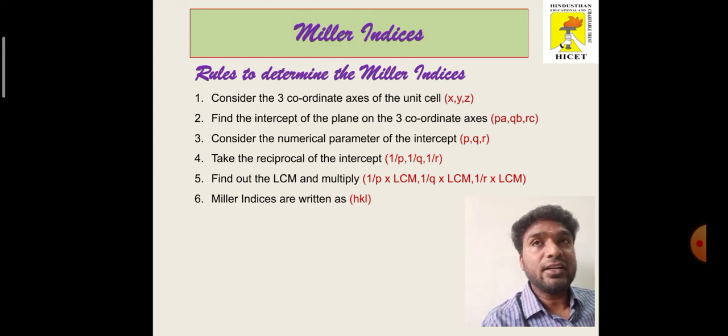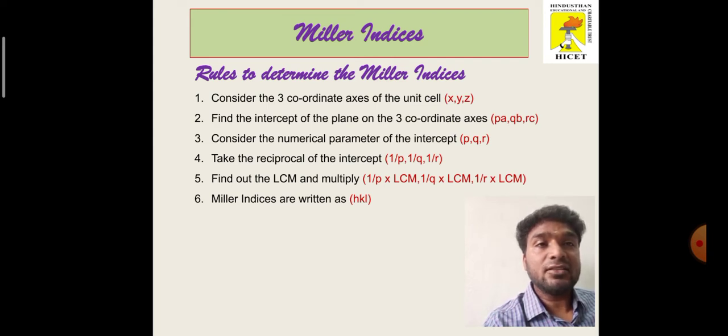Next, we have to find where the plane is intercepting on the 3 coordinate axes. Suppose, for example, the intercept will be considered as pa for the x-axis, qb for the y-axis and rc for the z-axis. Usually the axial lengths will be considered as a, b, c. I don't know how much the axial length will be, so generally I will consider it as pa along the x-axis, qb along the y-axis and rc along the z-axis.